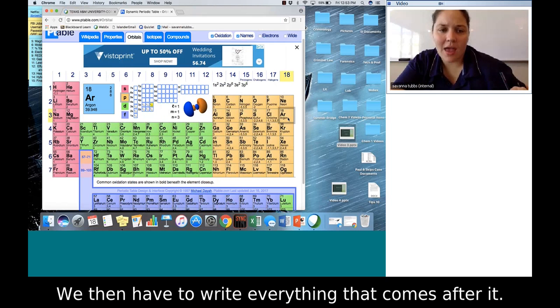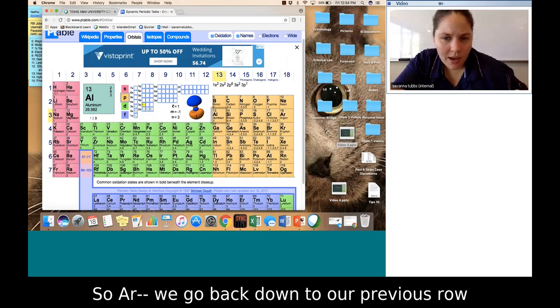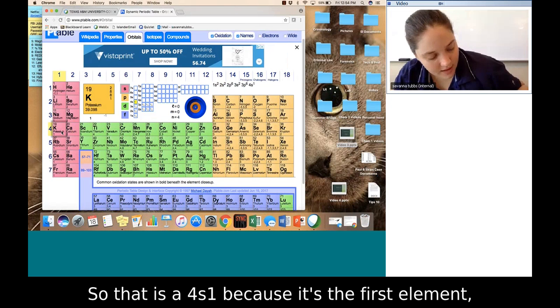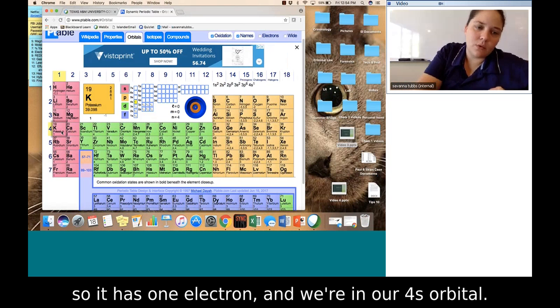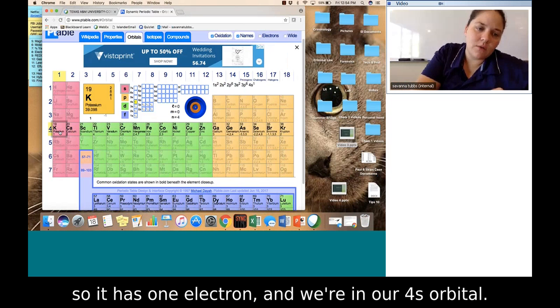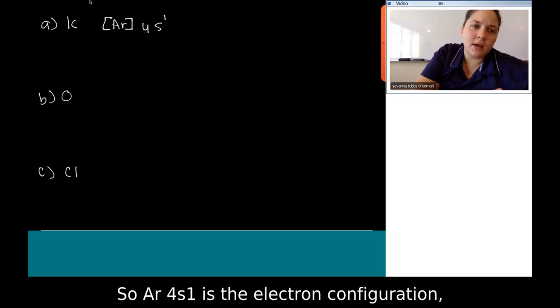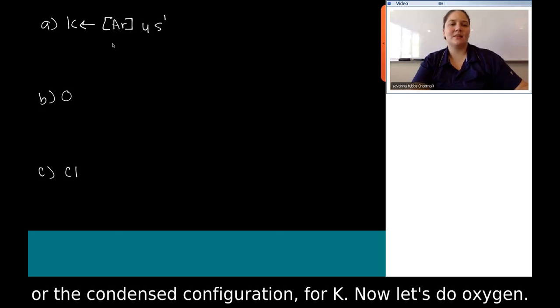We then have to write everything that comes after it. So after Ar, we go back down to our previous row and we automatically hit our element. So that is a 4s1 because it's the first element, so it has one electron and we're in our 4s orbital. So [Ar] 4s1 is the electron configuration or the condensed configuration for K.